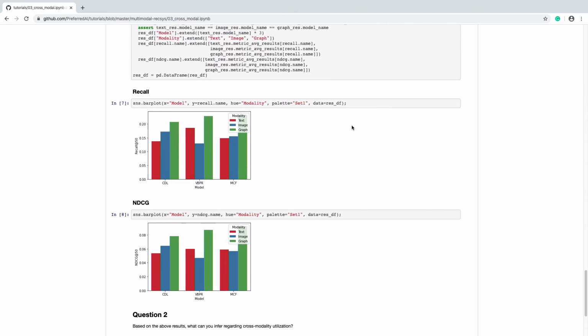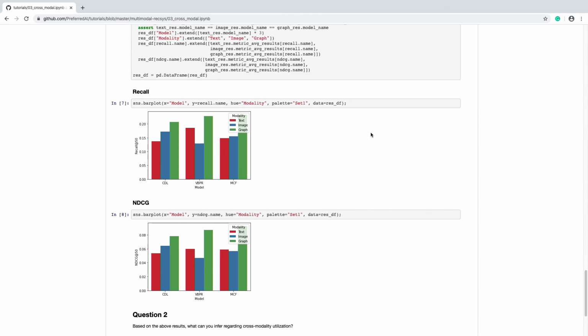Now again, we have done some visualization here to compare the different models with the different modalities and see what we can infer from this experiment. So in your opinion, what is the first thing that we may notice? Because we have different types of comparisons. We have comparisons across models, and we have comparisons across modalities. It means that for every model, we run this model with 3 different modalities.